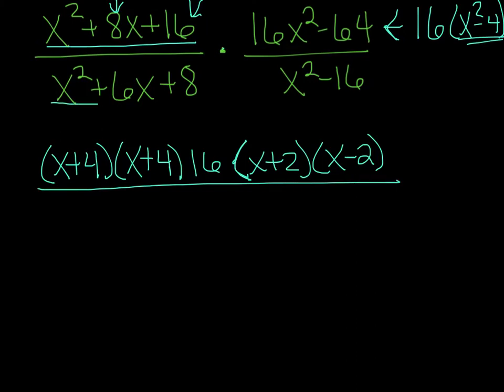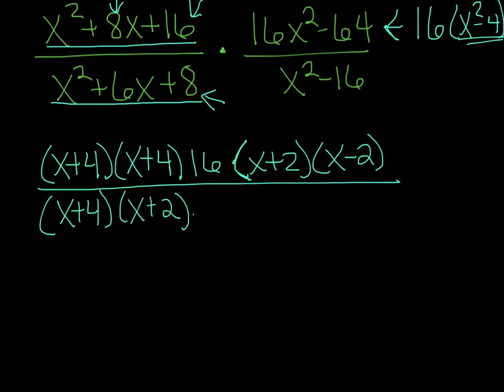For our denominator, we need to factor this. Factors of 8 that add to 6 would be 4 and 2. So we have x plus 4 and x plus 2. We have times, and then x squared minus 16 is a difference of squares, so x plus 4 and x minus 4. And that's all together as the denominator.